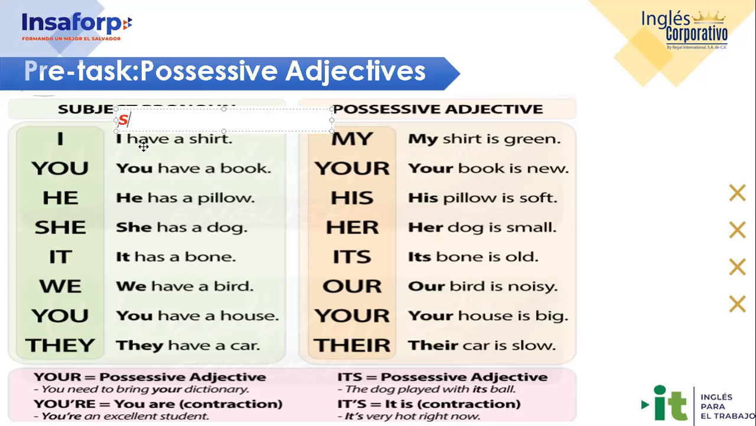¿Cuál sería? Vamos a ver. Miren, como subject van acá al inicio, sujeto, y luego sigue verbo. Como possessive adjective, va el possessive adjective seguido de un sustantivo. Your book, his pillow. Mi camisa, tu libro, su almohada, su perro, su hueso, su pájaro, su casa o sus casas, su carro. ¿Okay? Esa sería la estructura que siguen esos dos. ¿Preguntas?